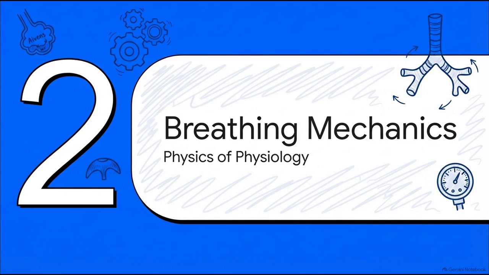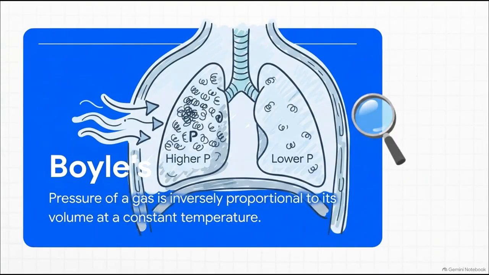Moving on to Section 2, the mechanics of breathing: the physics of physiology. To understand how we actually pull air into that complex architecture, we have to look at pure classical physics. Breathing is entirely driven by pressure gradients, and it's governed fundamentally by Boyle's law. You probably remember this one. At a constant temperature, the pressure of a gas is inversely proportional to its volume. So what does that mean for us?